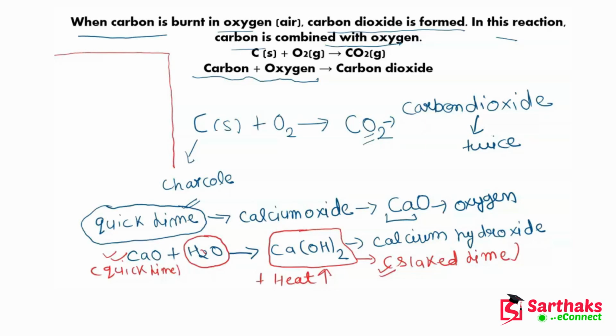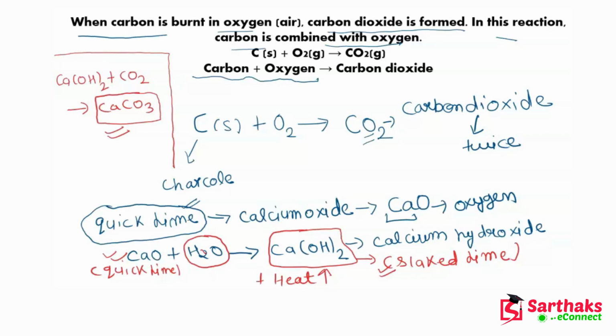So when this calcium hydroxide reacts with carbon dioxide, then it gives calcium carbonate. It gives calcium carbonate, and this calcium carbonate is responsible for the shining on our walls. Because of it, our wall starts shining.